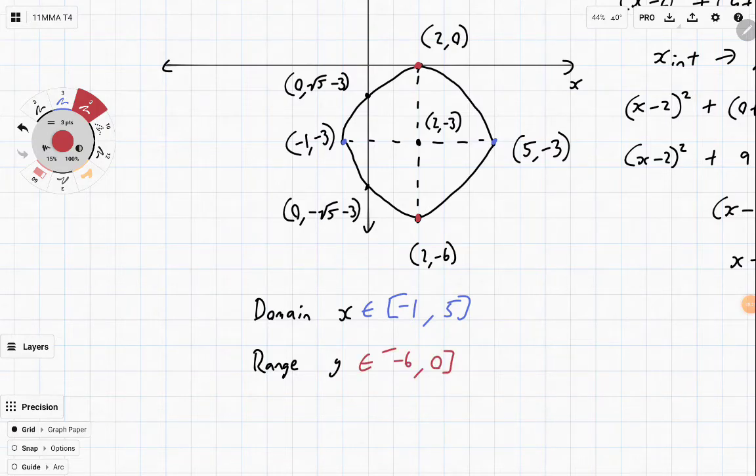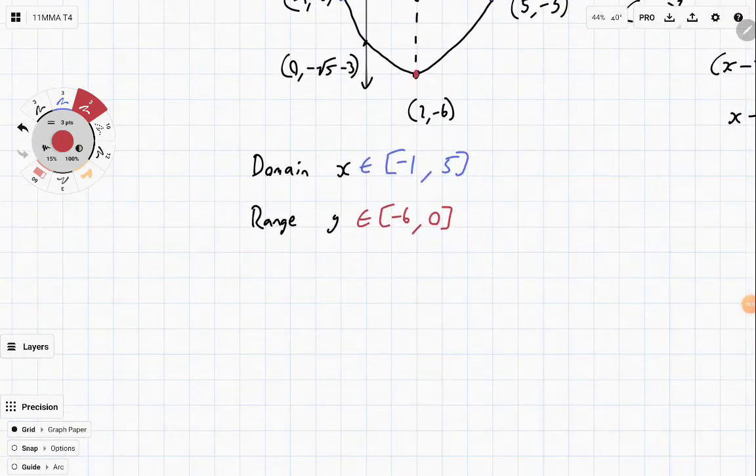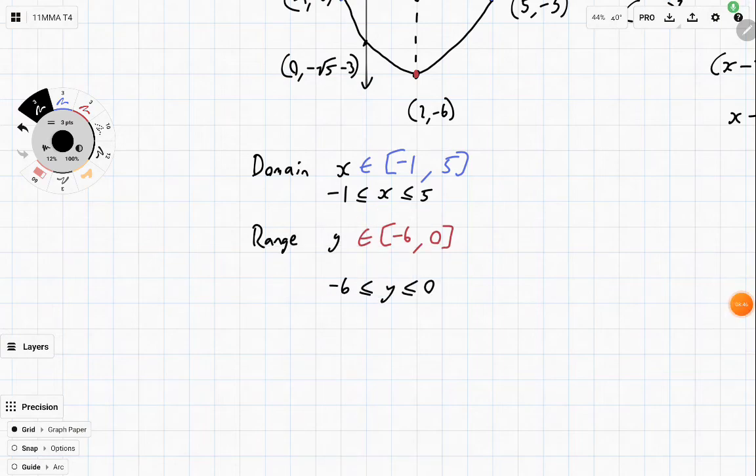Now I've been using this bracket notation, interval notation, instead of inequality notation. If you did want to do it in inequality notation, you'd get -1 ≤ x ≤ 5, and for y it would be -6 ≤ y ≤ 0. Either or, it doesn't really make a difference. Just make sure you feel comfortable in using both.